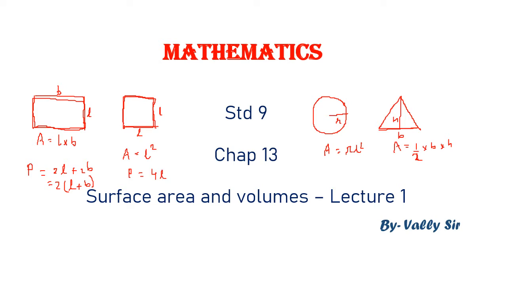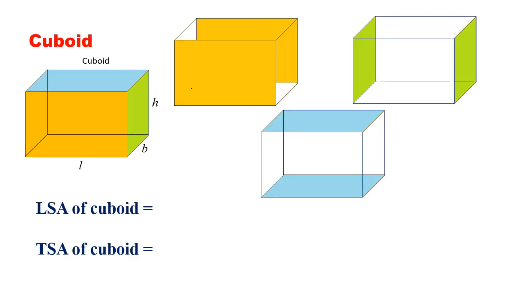Perimeter of the circle is also called the circumference, whose formula you learned is 2 pi r. And perimeter of a triangle is the sum of the three sides. We'll call them here A, B, C. So we have got A plus B plus C as the perimeter of the triangle. So far we have done the surface areas of two-dimensional figures. In this lecture, we are going to look at a three-dimensional figure.